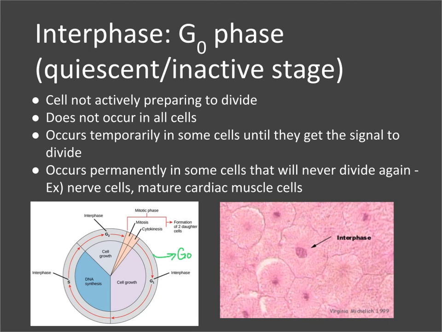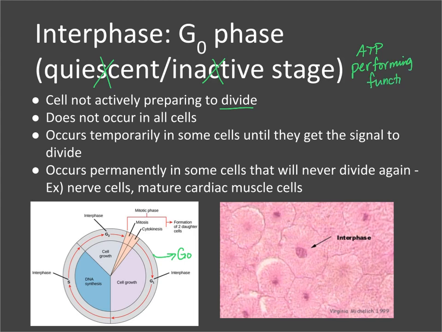But I don't really like these terms because it makes it sound like the cell isn't doing anything, and that's not the case. It means that the cell is not dividing and it's not preparing to divide, but it's still doing what the cell needs to be doing. So the cell is still active with regards to making ATP. It's performing functions for the body.